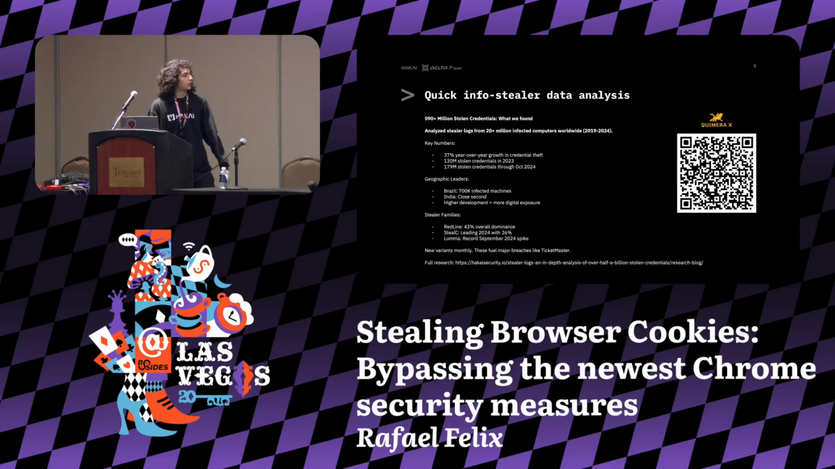And of course, we have the stealer families, where Redline has the dominance here. It's by far the most famous one, and the one that stayed the longest on the market. We have StealC and Lumma too. Lumma is the newest one. We had a record September 2024 spike with that one. It's getting way more famous too. A lot of people are delivering malware which uses the Lumma stealer family. And of course, new variants appear monthly.